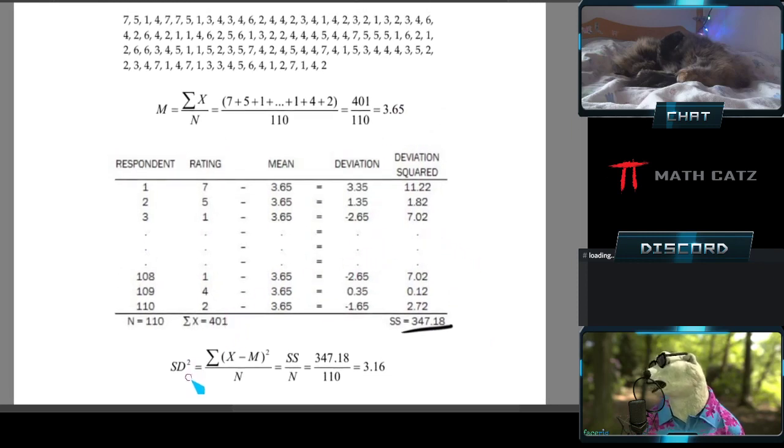Then we calculate the variance as the sum of the squares divided by how many scores there are. We get 3.16. Now, don't try and relate this 3.16 with the mean 3.65. No, completely different things, trying to say very different things. Now, on its own, the variance number doesn't mean that much. It's hard to interpret just on its own, and not really the point.